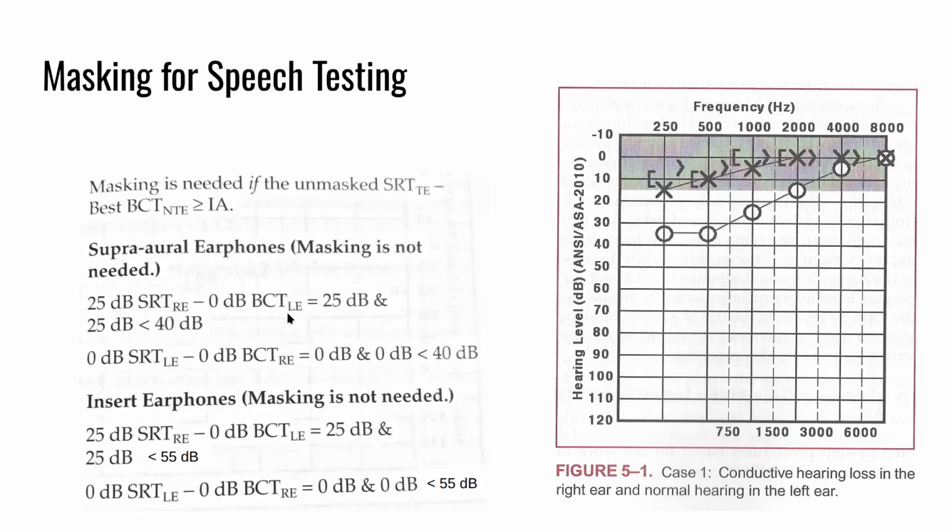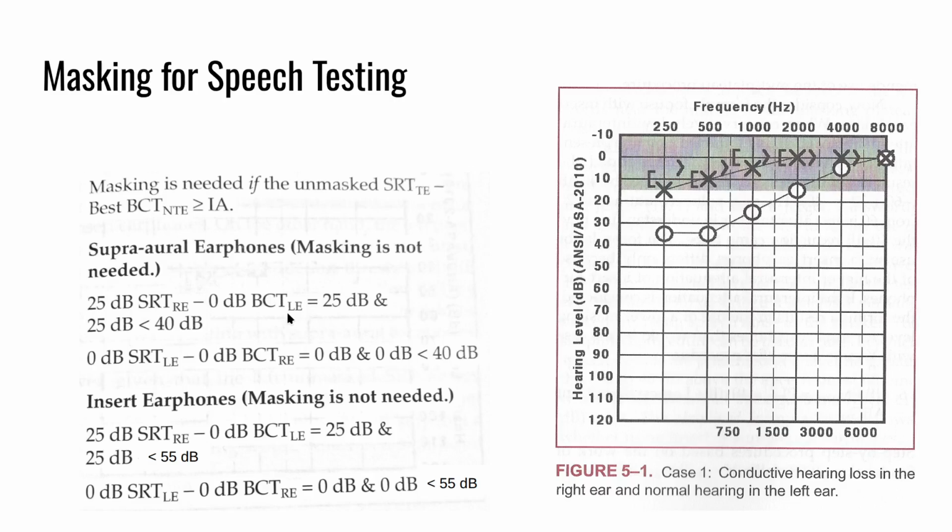Masking is needed if the unmasked SRT in the test ear minus the best bone conduction in the non-test ear is greater than or equal to the intraoral attenuation level, which we already established here. 25 minus 0 is 25, and 25 is less than 40. For supraorals, 0 dB minus 0 is 0, and 0 is less than 40.